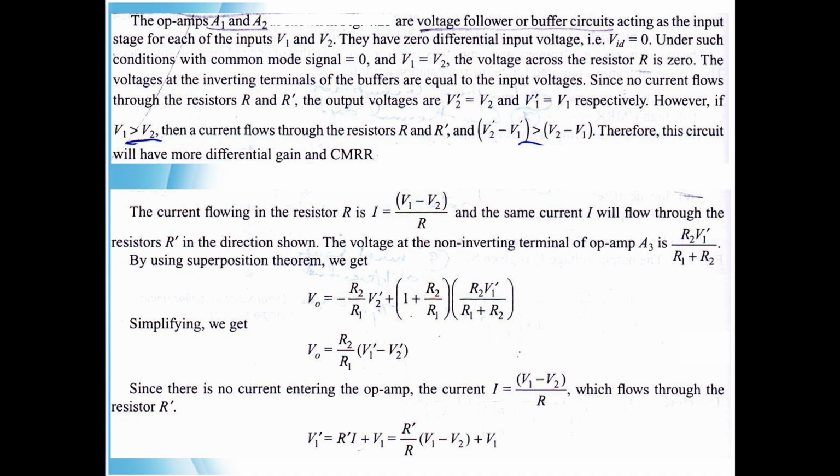Since there is no current entering the op amp, the current I equal to V1 minus V2 divided by R flows through the resistor R dash. Therefore, V1 dash equal to IR dash plus V1, equal to R dash divided by R into V1 minus V2 plus V1.